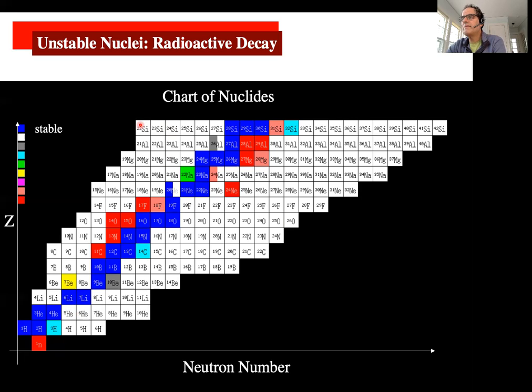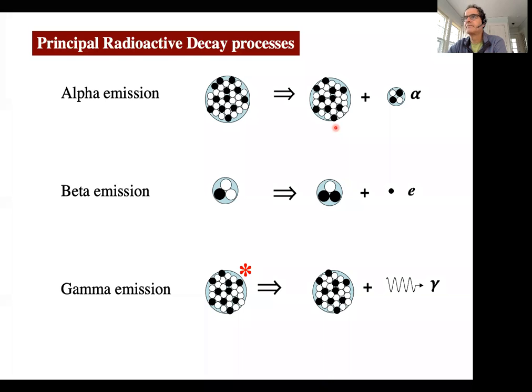So what about the decay of radioactive nuclei? How does that occur? So there are three principal radioactive decay processes, and they're shown here: alpha emission, beta emission, and gamma emission. In alpha emission, the nucleus decays by emitting an alpha particle, which we know is just a helium-4 nucleus, a particularly stable group of nucleons. In beta emission, the nucleus emits an electron, or sometimes an anti-electron. Okay?